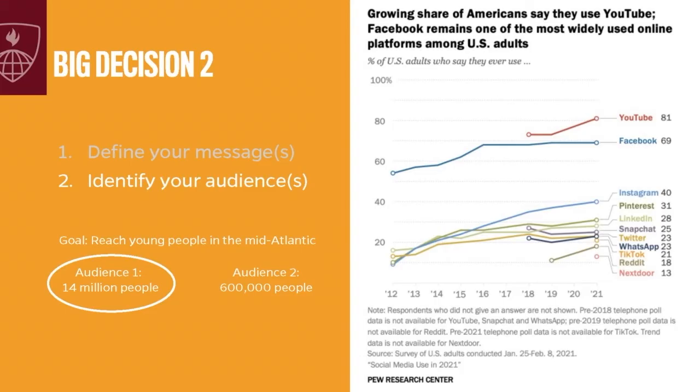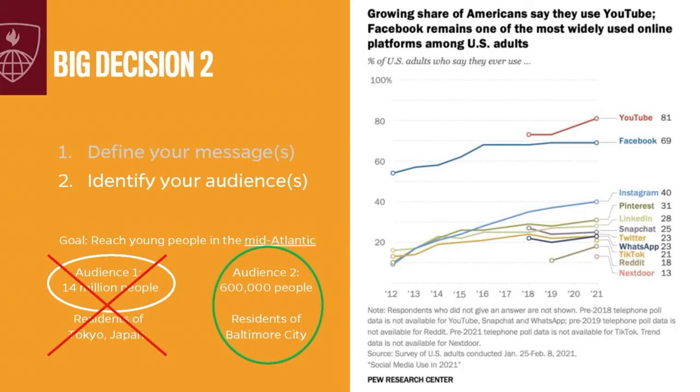Who's in that audience? In this example, 14 million people is the population of Tokyo, Japan, while 600,000 people are residents of Baltimore City. Remember, your goal was to reach young people in the Mid-Atlantic region. Your goal was not to reach the highest number of people in terms of raw numbers, but rather to reach a specific group of people where they already were. If you want to reach people in the Mid-Atlantic, you'd choose Baltimore over Tokyo. If you speak English and not Japanese, you'd choose Baltimore over Tokyo.